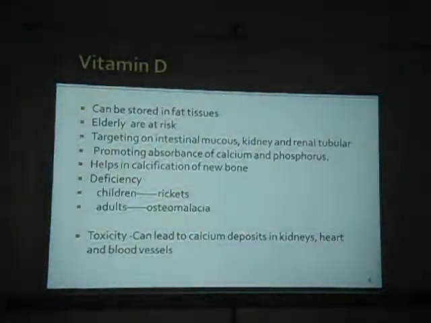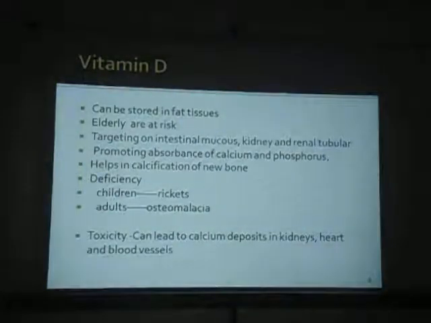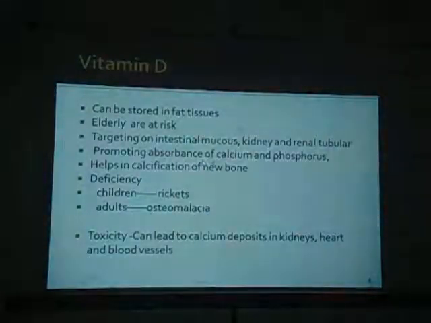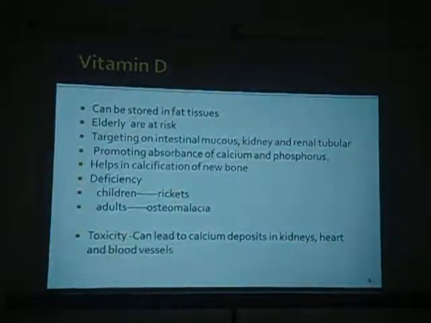So it is stored in the fat tissues. Vitamin D deficiency can be seen in elderly patients. Elderly persons are more at risk. Its main target is on intestinal mucosa, kidney and renal tubular tissues. So if vitamin D excess is also there, we can get kidney stones, and renal problems can also be there.